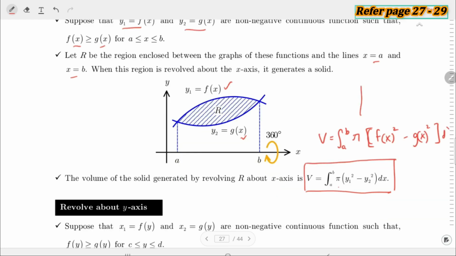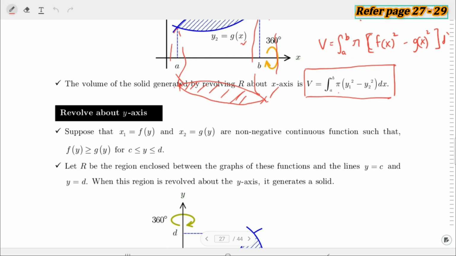So when you imagine this region rotated about the x-axis, what would the volume look like? It will look like a donut. Okay, you know what a donut is? So that is the rotation of this region.